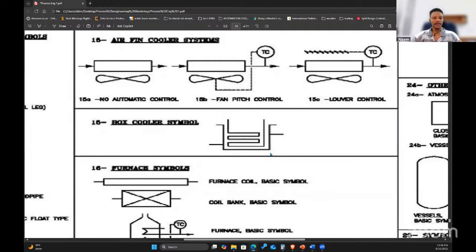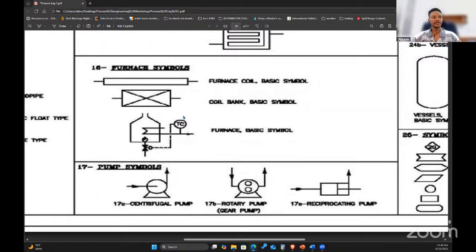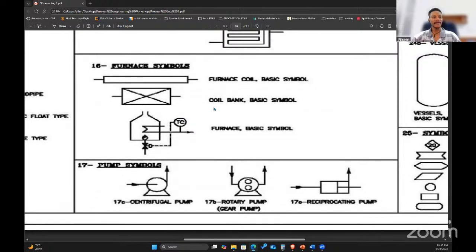So, and we're going to skip the box cooler symbol. Then you have the furnace symbol. The furnaces are usually your heaters for heating the main. Okay, let me try to explain this in the most simple way. You have reboilers. Reboilers we talked about, right? The reboilers need to receive heat from some other source, okay?